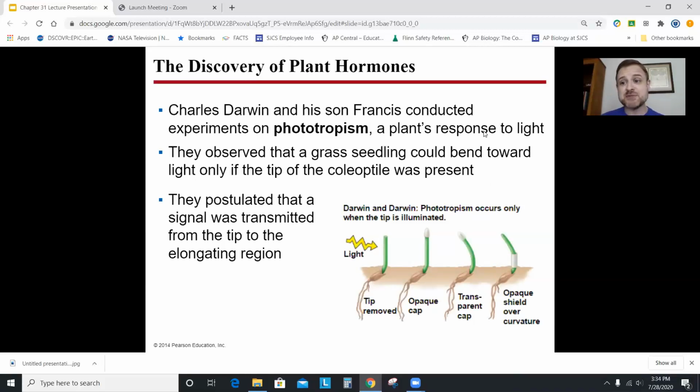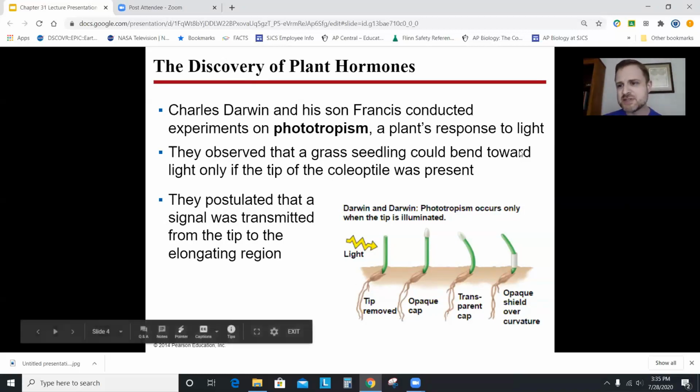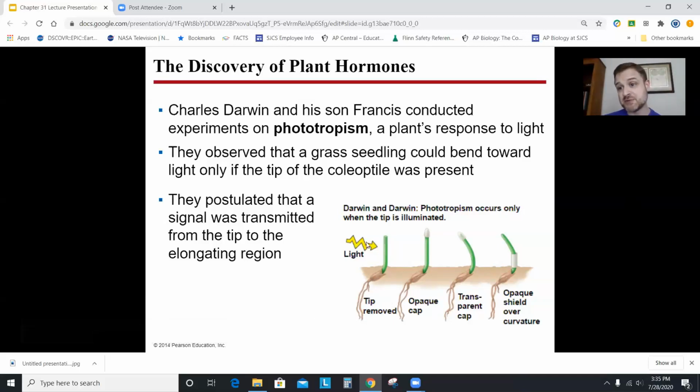This first one goes back to the one and only Charles Darwin. So Charles Darwin and his son Francis conducted experiments on phototropism, which is basically that a plant will grow towards the light. They wanted to know why. So first thing I should tell you, the word coleoptile is basically just the tip of a grass seedling. And what they figured out was that if you cut off the tip, the plant doesn't grow towards the light source. So whatever you need is in the tip.